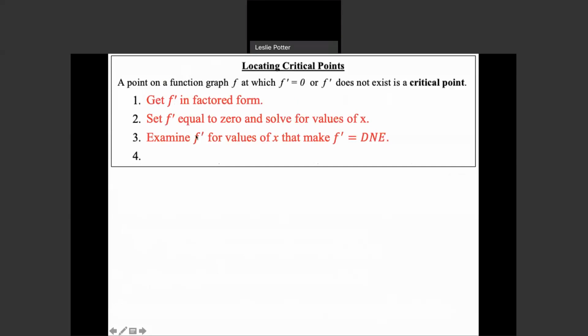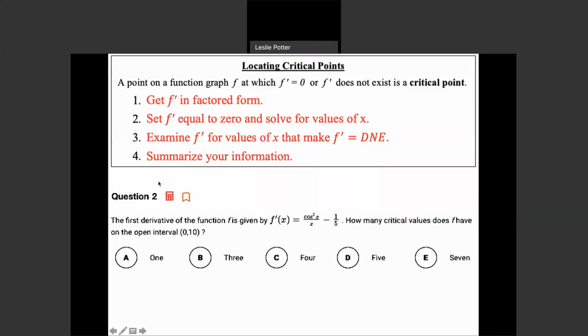Then we have to take a look at the function and examine it for values that make the derivative non-existent, undefined, so to speak. And this is going to be particularly pertinent when we have a derivative that's a ratio, a fraction, right? And so we might have a denominator that we have to consider, which would make the derivative undefined if it was 0. And then we need to summarize our information. So we need to take a look at these two scenarios, 2 and 3, and summarize all of that in a statement.